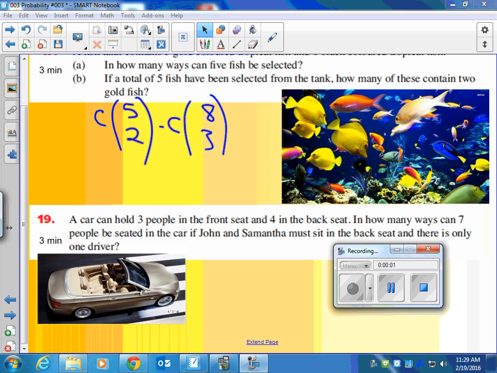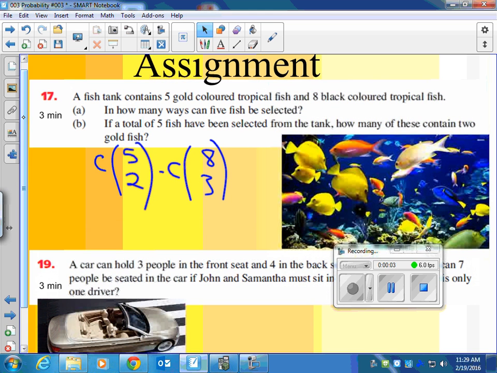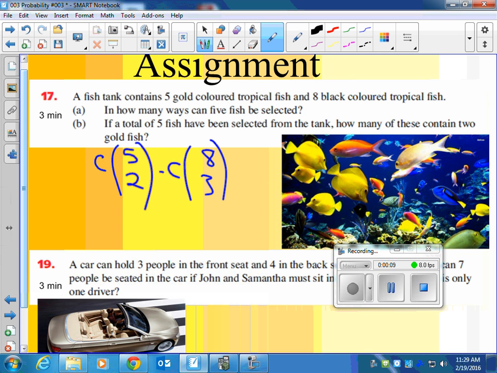Number 19. Oh, I'm going to talk about 17 quick. We were looking at the goldfish. For this one, there were 13. And so you're going to have a permutation of 13 choose 5, which is 13 factorial over 13 minus 5 factorial, 13 factorial over 9 factorial. Okay, that's how we chose the goldfish.